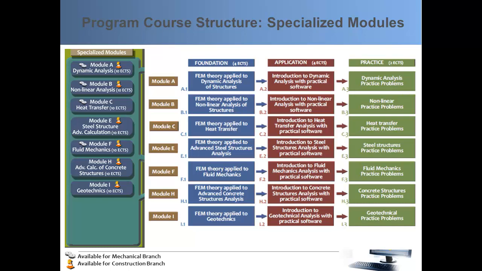Whichever engineering branch you choose, mechanical or construction, you can select the appropriate modules and software for your areas of interest. For the mechanical branch, the specialized modules are dynamic analysis, non-linear analysis, heat transfer analysis, fluid mechanics, and composite structures. You will use ANSYS for the structural analysis modules, ANSYS CFX for the CFD, computational fluid dynamics module, and ANSYS ACP for the composite structures module.